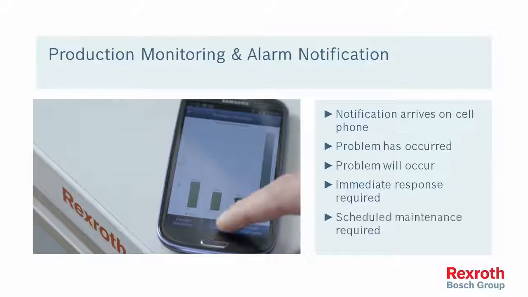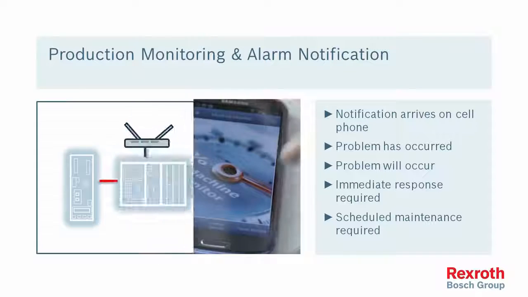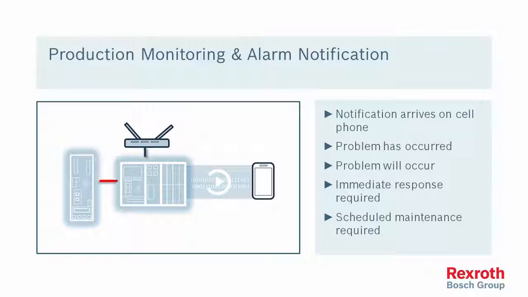Or it could be that we see that something's gradually getting worse on a machine or a process, and then at that point the maintenance person can schedule maintenance on the machine or schedule a correction at a time when production isn't being run on the machine.